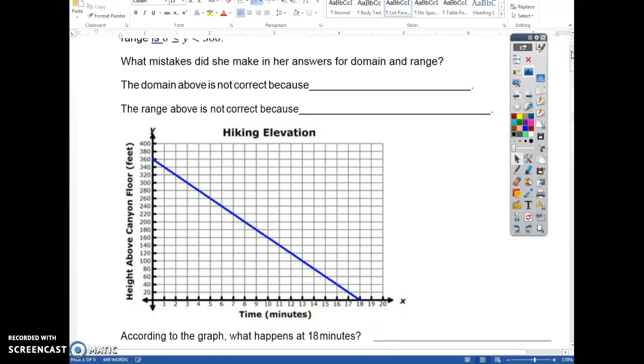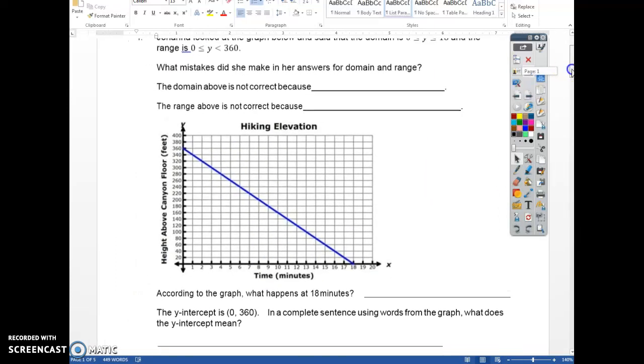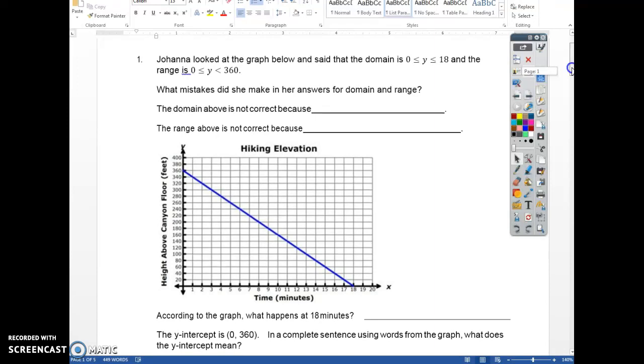We're looking at this graph, and we're answering the questions. It says Joanna looked at this graph. So look at this graph right here. It says that Joanna looked at it below and said that the domain is this and that the range is this. Is Joanna correct or not? Where did Joanna make a mistake? What's wrong with this?